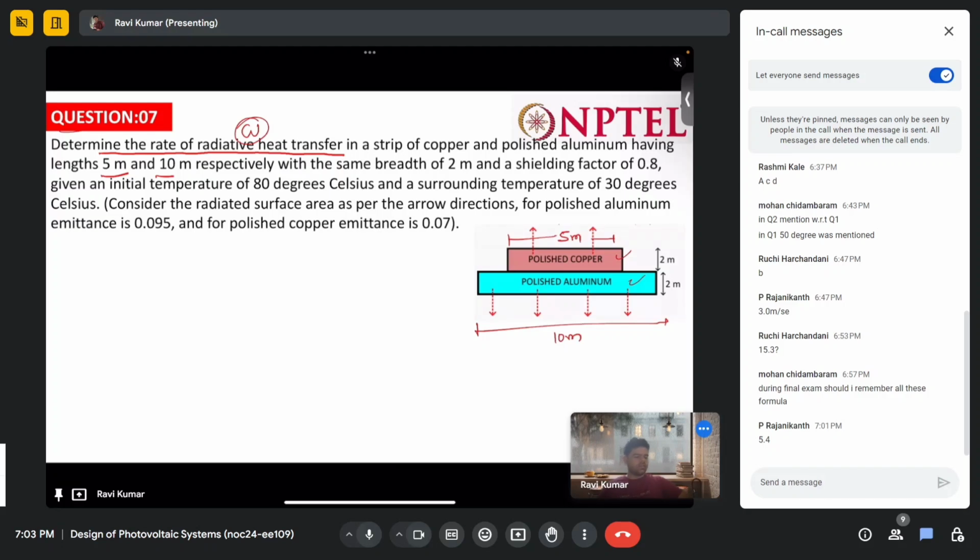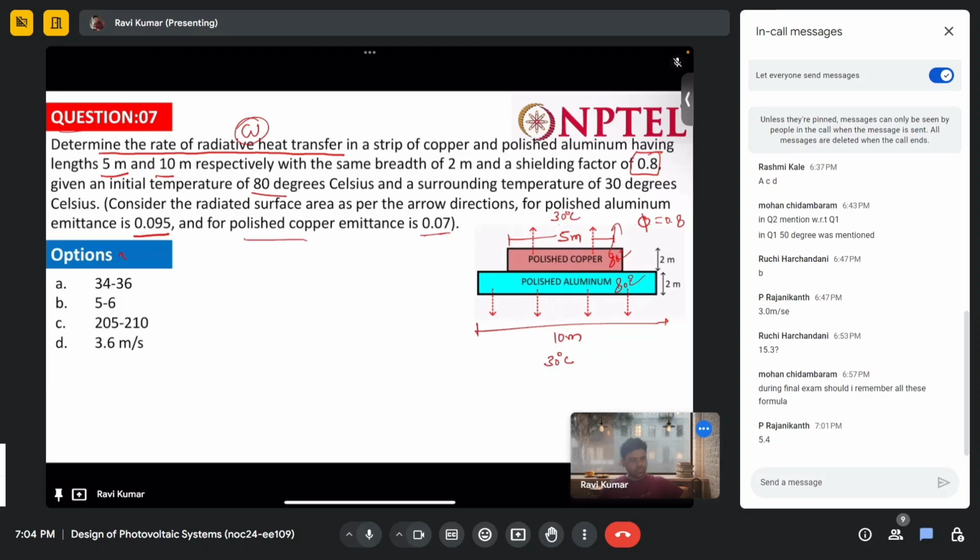The shielding factor, this is the extra term here. Shielding factor is 0.8, so we can say phi is given 0.8. The temperature is given 80 degree for both, and a surrounding temperature 30 degree. Consider the radiative surface as per the arrow direction. And emittance is given for polished aluminum as well as for polished copper as 0.07 and 0.095.